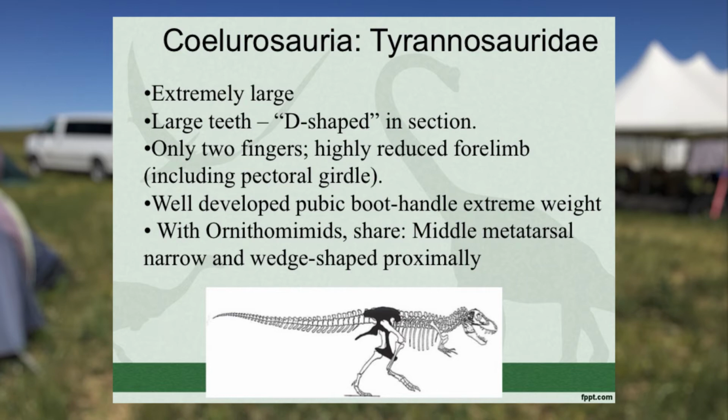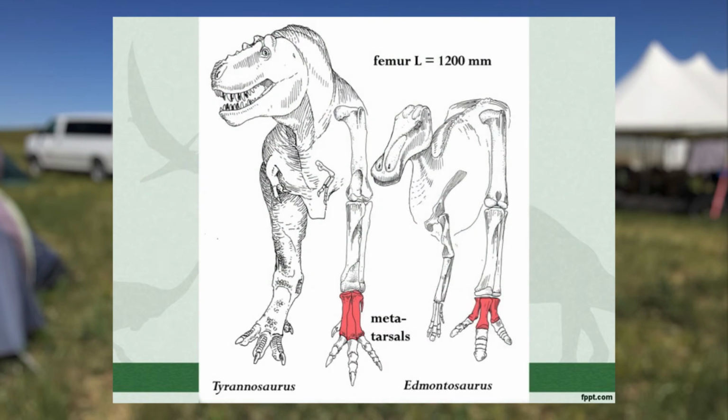So with the ornithomimids, we see a middle metatarsal that's narrow and wedge-shaped proximally. What does that mean? So if you find this, you know the difference between a T-Rex and a duckbill. So we find metatarsals all the time, but we can identify Tyrannosaur when we see this wedge-shaped middle metatarsal. So if you find one of those, you better tell somebody, because that's pretty cool.